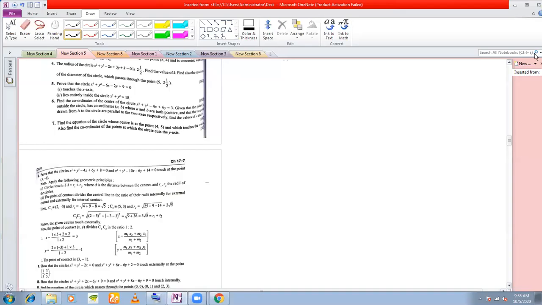If you read question number 7, it says find the equation of the circle whose center is at the point 4, 5 and which touches the x-axis. Also find the coordinates of the point at which the circle cuts the y-axis. So clearly your circle will look something like this since it touches the x-axis.